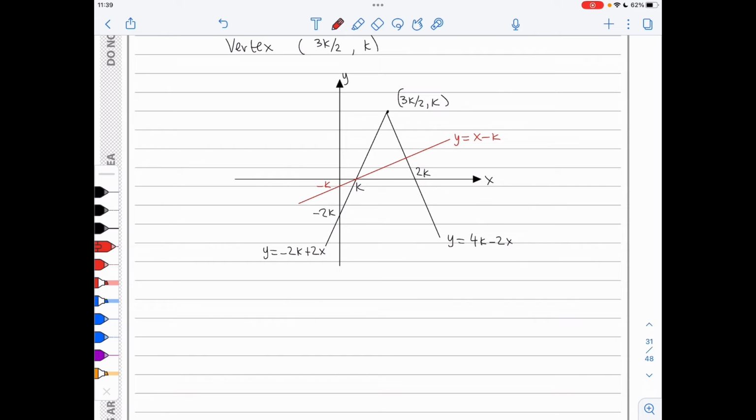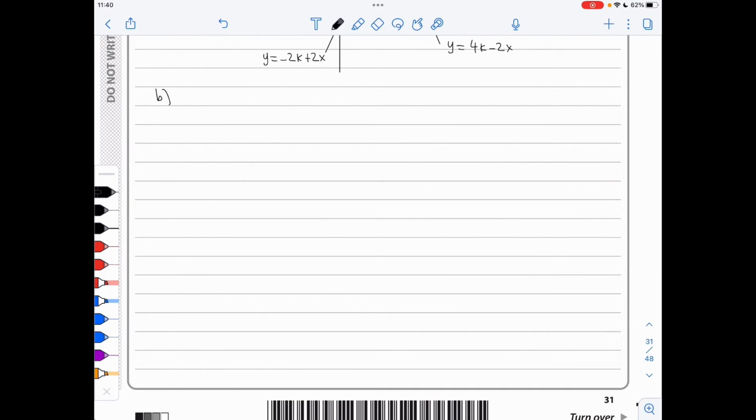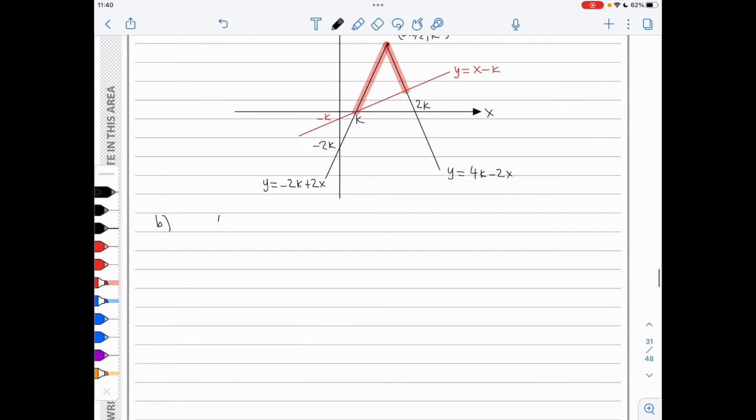So we want to find when is our original graph f of x above the line. So it's obviously this part here. So we've got one cut, it's at x is k. We need to find the other cut, this one here, and we will do that by equating x minus k with 4k minus 2x. So I will equate 4k minus 2x with x minus k. We get that 5k is 3x, and therefore 5k over 3 is equal to x. So this is the point here.